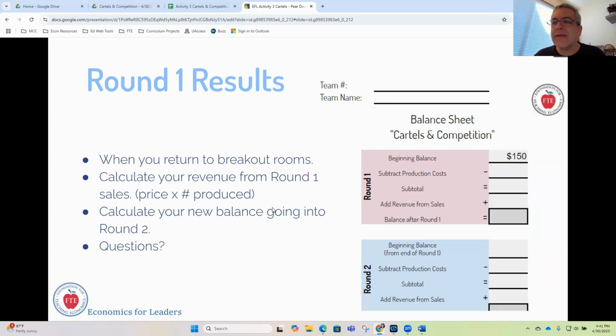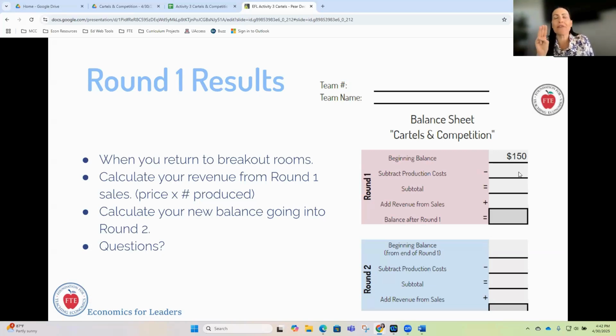All right. So you get to sell. So if your team made 5, you would do 75 times 5 for your revenue. If your team made 3, you would do 3 times 75 for your revenue. So here's the balance sheet. And you'll notice for round 1, you're going to subtract your production costs. For the team that produced all 5, they would subtract 150. For the teams that produced 3, your production cost would be 75 times 3. That's 225. So is that right?